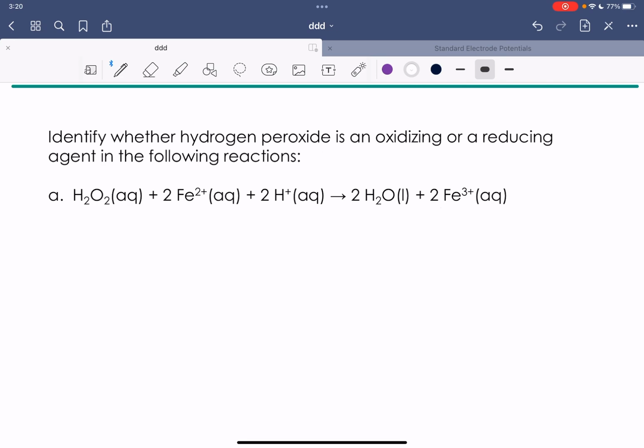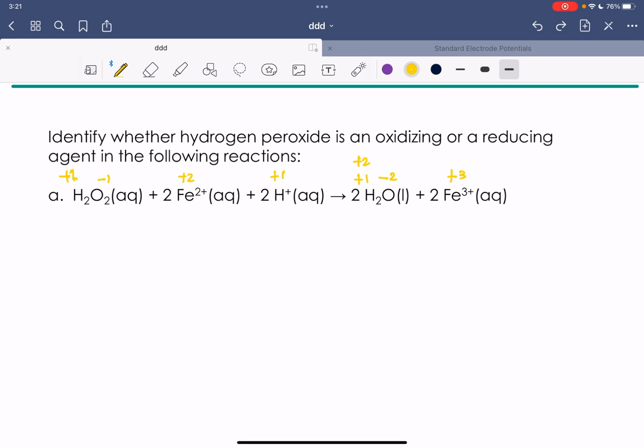Okay. So first thing we need to do, as always, give oxidation states to everything. So this is positive 2, this is positive 1, this is positive 3, this is negative 2, this is positive 1, positive 2, this is negative 1, this is positive 1. Remember, hydrogen peroxide is one of the exceptions to our oxidation state rules.